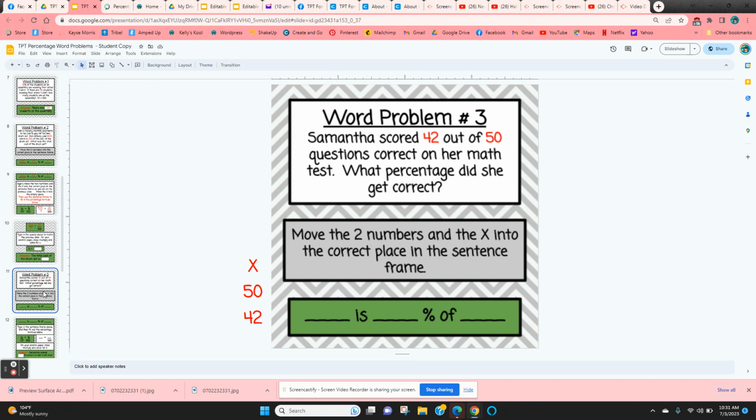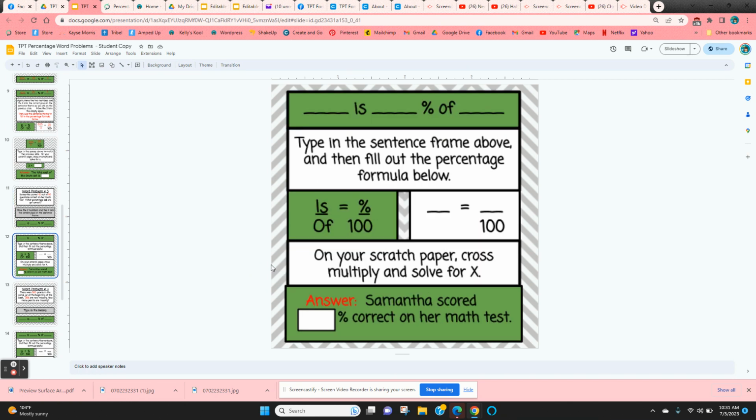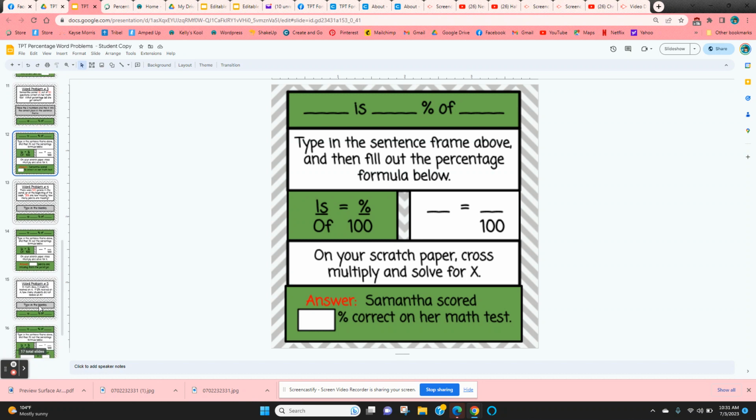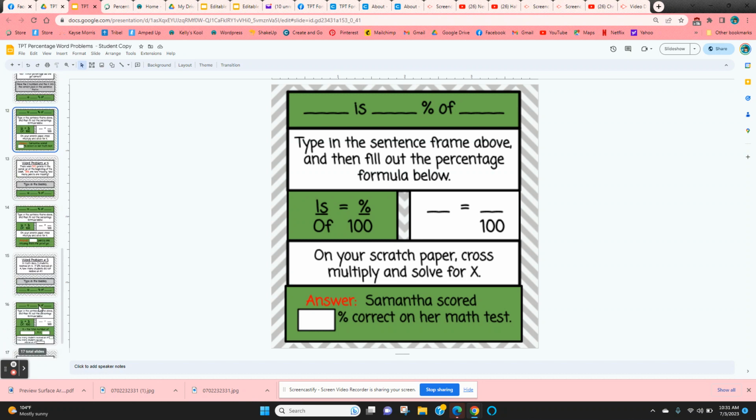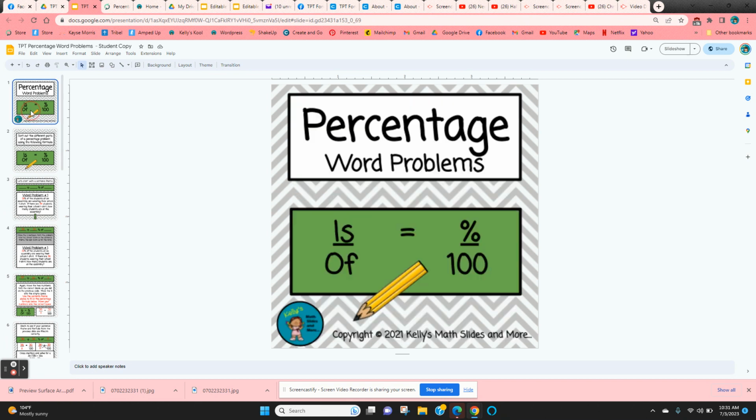Word problem 3, same thing. Move the numbers into the correct place in the sentence frame, convert that to the formula, and then we get our answer. So there are 5 word problems total. And that is the digital lesson for percentage word problems.